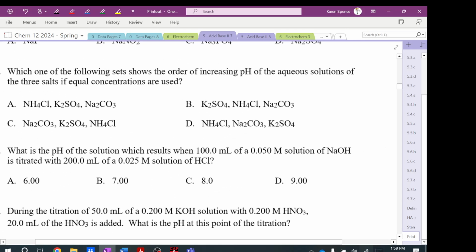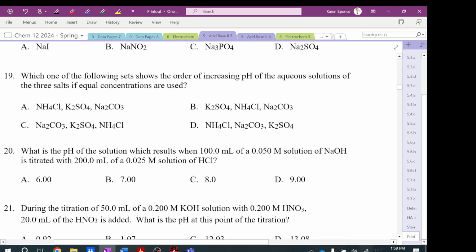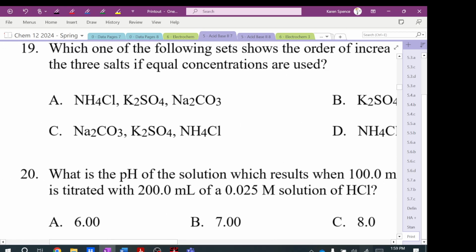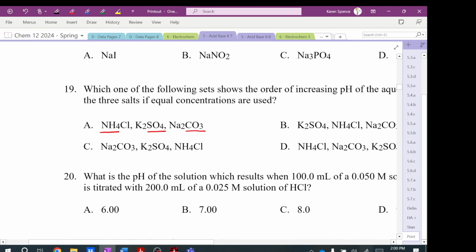Which of the following sets shows the order of increasing pH of the 3 salts? So what we're looking for is the ions that hydrolyze because we've got the salts. We're just going to look at A to start with. We have NH4+ will hydrolyze, SO4 2- will hydrolyze, and CO3 2- will hydrolyze. So we want in order of increasing pH. This one is going to be the lowest because NH4+ is an acid, so we'll get acidic hydrolysis. So that's in the right position.